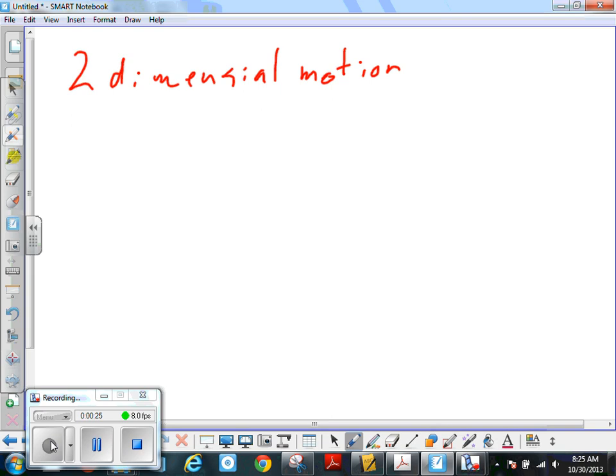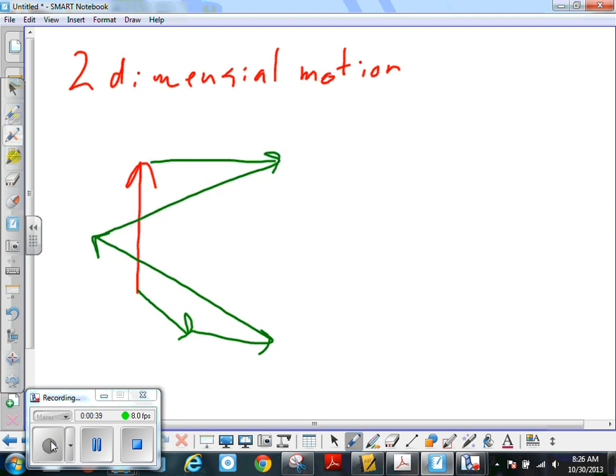So you guys know how to do vectors now, right? So let's look at this. If I have a vector like that, could I define that vector as this plus this plus this plus this plus that? Yes, I could, right? Because it starts here and it ends here.